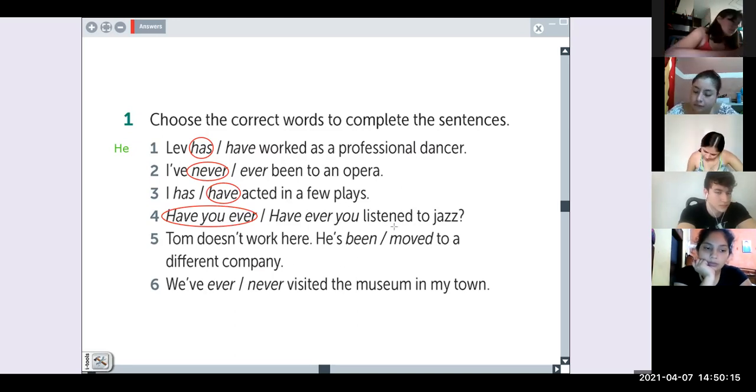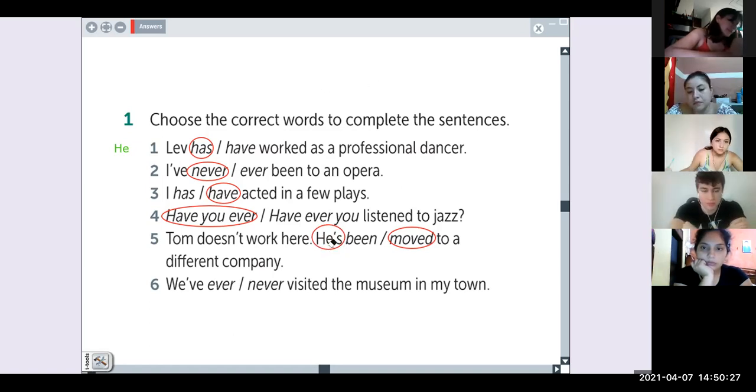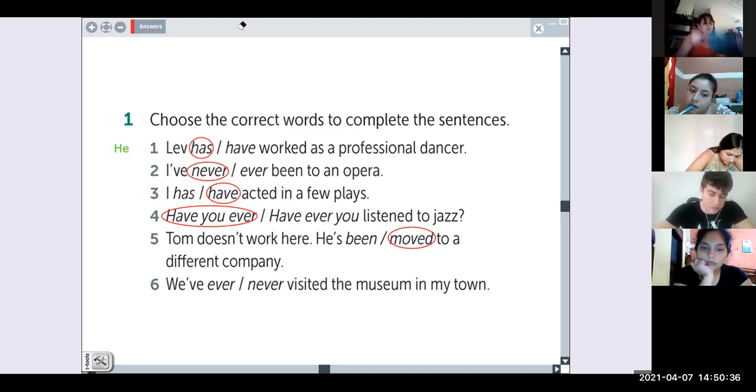He's moved. Se ha cambiado de compañía, ¿cierto? Aquí es donde les decía que tenemos la contracción de he has. He has moved. Okay, he's moved. Number 6. We have ever or never visited the museum in my town. We've never. Again, please. Never. We've never visited, right? Okay.